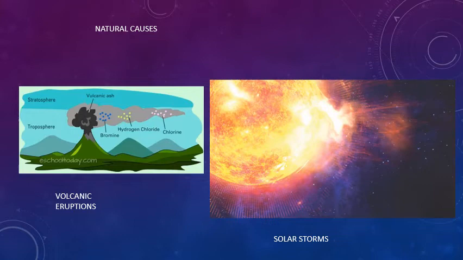Another cause of destruction of the ozone layer discovered recently are the solar storms. These solar storms consist of coronal mass ejections and solar flares associated with explosions on the surface of the sun. So these are the other two causes.